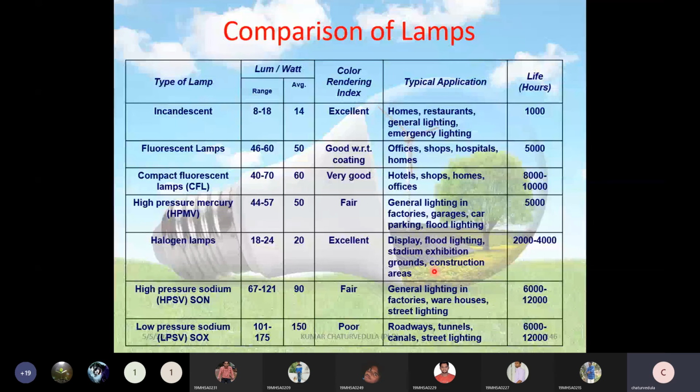So by looking at all these different lamps, now your LED lamps have a life in the range of 40,000 to 1 lakh hours. This LED lamp can be had at 7 watts, 9 watts. So they have the lowest possible wattage with LED lamps.